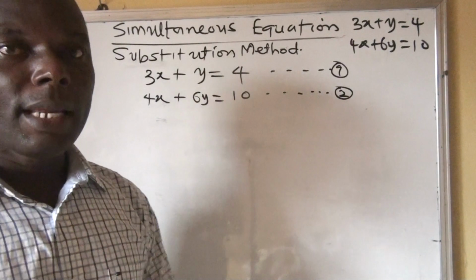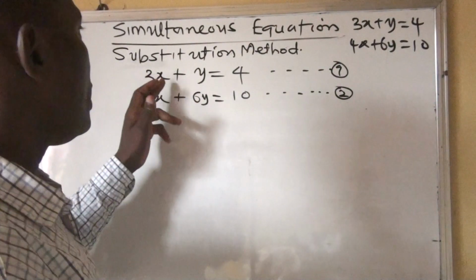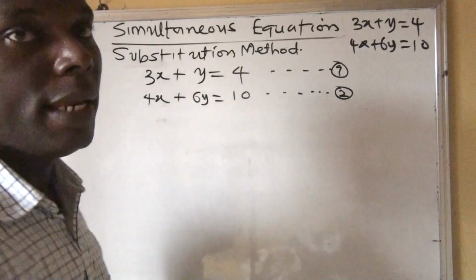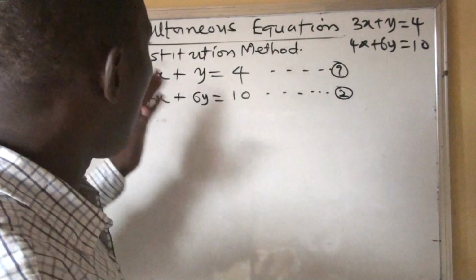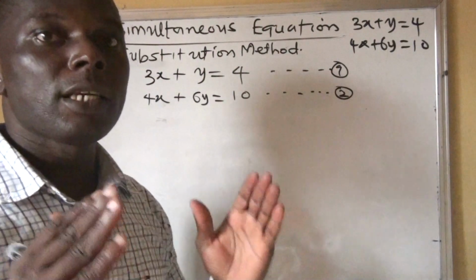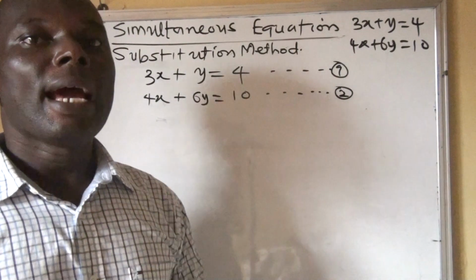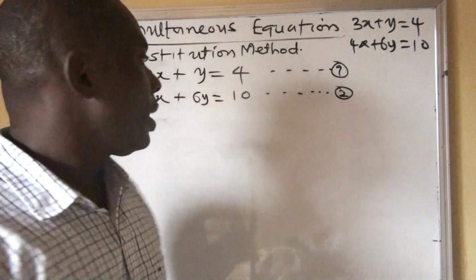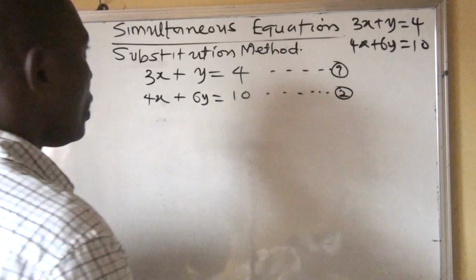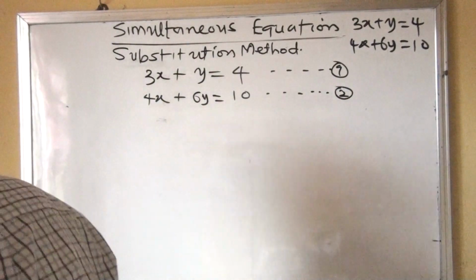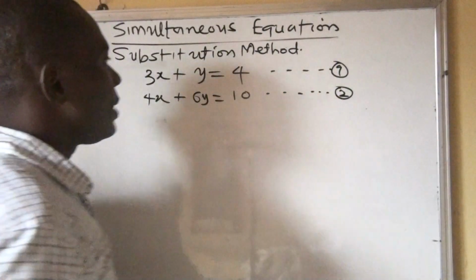Okay? Now, in a simultaneous equation, we have what we call the unknown. The unknown is x and y in this equation. And these unknowns also have what we call the coefficients. And I said the coefficient is a number that multiplies an unknown in an equation. Now, assuming we want to eliminate x, so in our minds, we want to eliminate x.